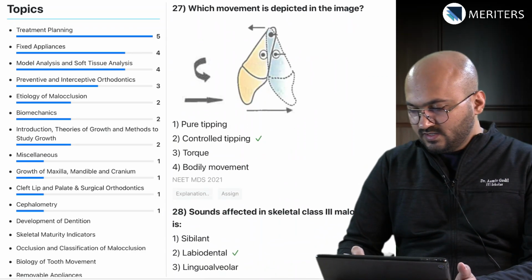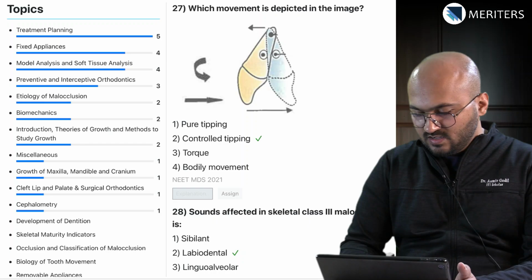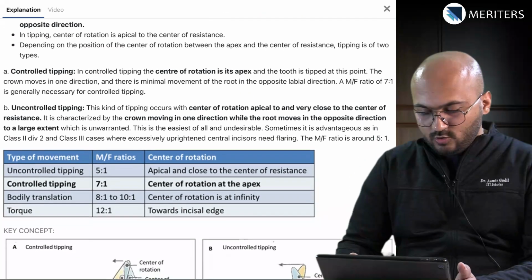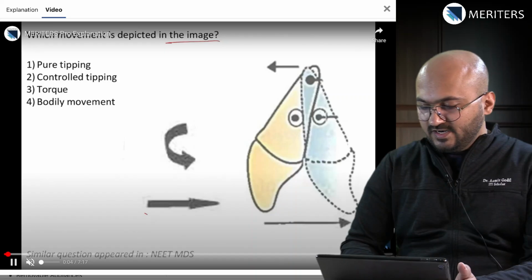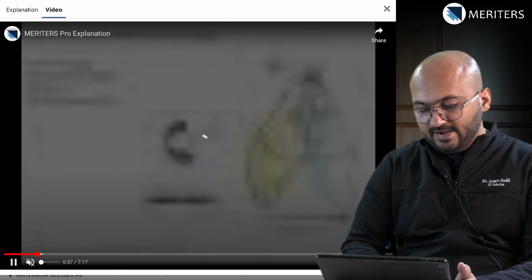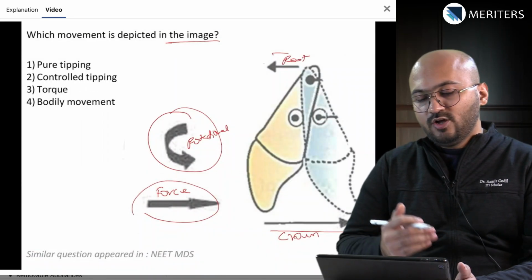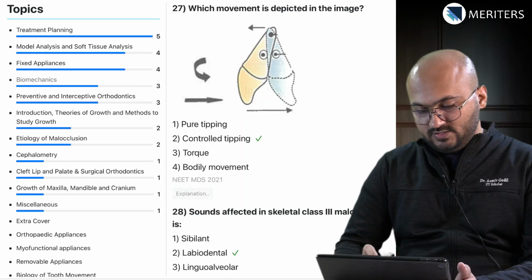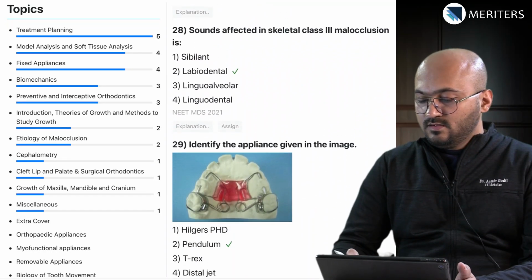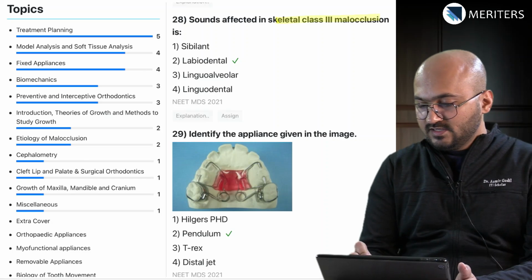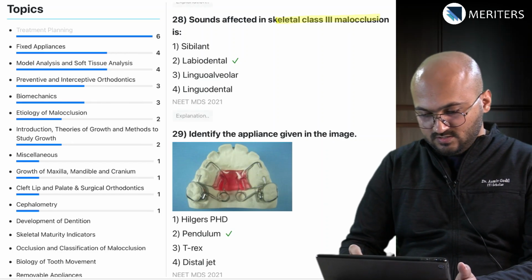Then which movement is depicted in the image? Now again, you can also look at the explanation. Don't forget to check out the video explanations for a more in-depth understanding of the topic. Right, so this is from biomechanics. Then we have skeletal class 3 malocclusion.